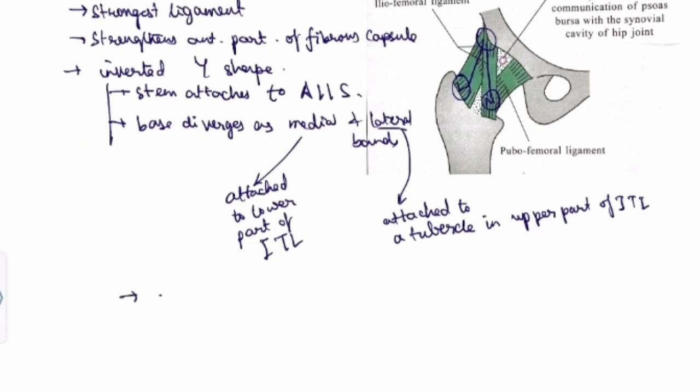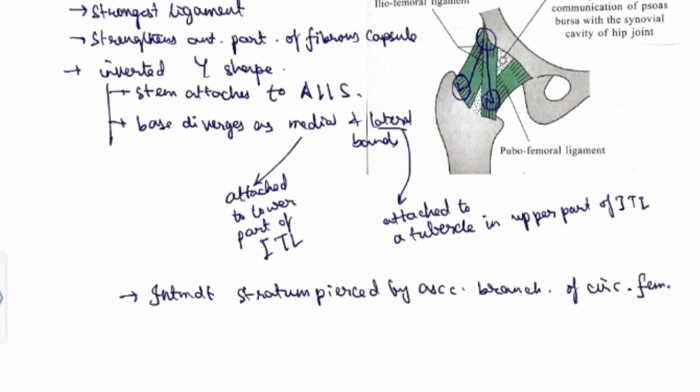There is an intermediate stratum pierced by the ascending branch of the circumflex femoral artery. This intermediate stratum, this one. This triangular intermediate stratum is pierced by the ascending branch of the circumflex femoral artery.